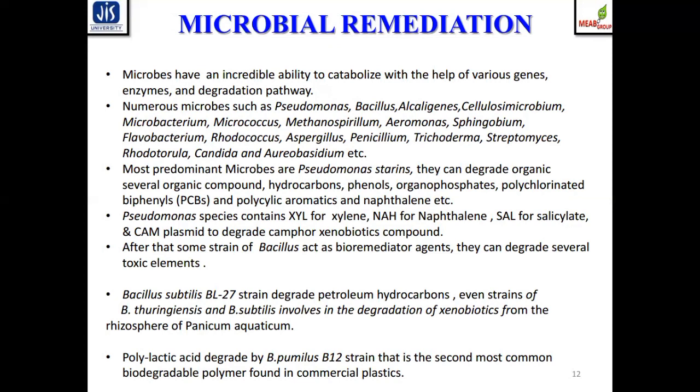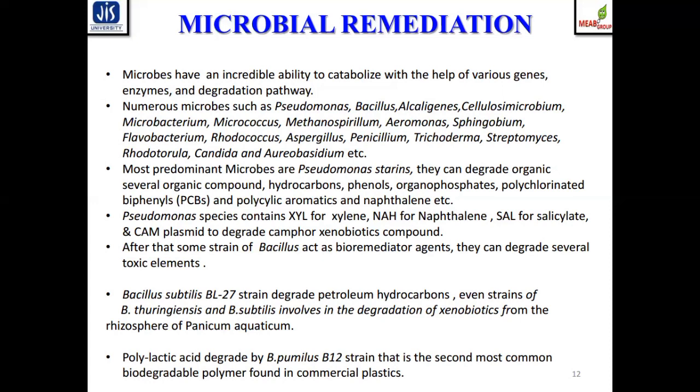Microbes have an incredible capability to catabolize with the help of different genes and enzymes, to execute degradative pathways that will reduce or break down xenobiotic constituents. Multiple groups of microorganisms, including Pseudomonas, Bacillus, Alcaligenes, Cellulomonas, Microbacterium, Micrococcus, and certain bacteria like Rhodococcus, some fungi like Aspergillus, Penicillium, Trichoderma, and some yeasts like Streptomyces, Rhodotorula, and Candida, can also use their metabolic activity to reduce the load of xenobiotic compounds. The most predominant microbes are Pseudomonas.